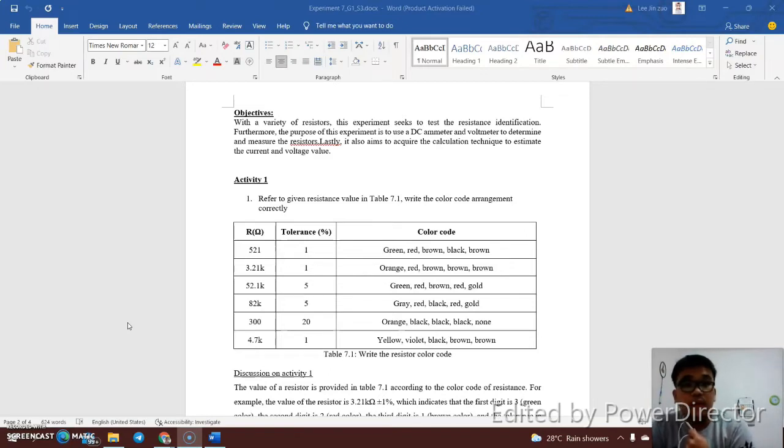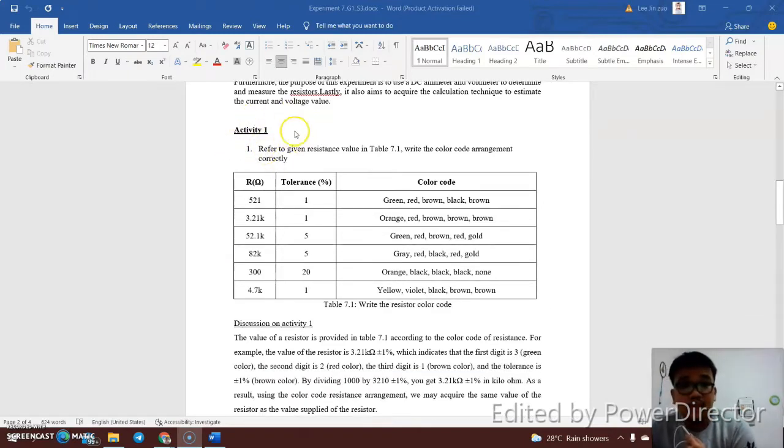First of all, the objective of this experiment. With a variety of resistors, this experiment seeks to test resistance identification. Furthermore, the purpose of this experiment is to use a DC ammeter and voltmeter to determine and measure the resistors, and it also aims to require the calculation technique to estimate the current and also the voltage value.